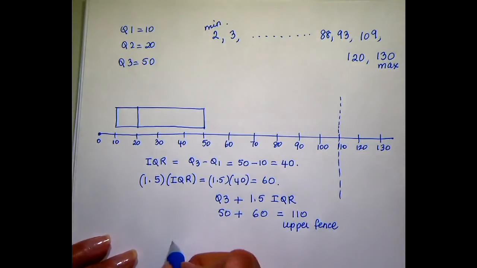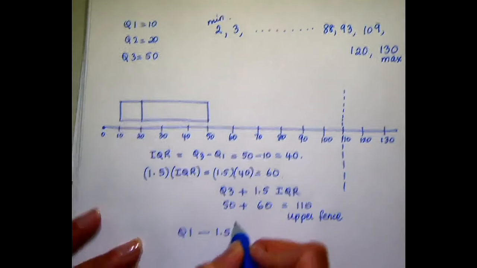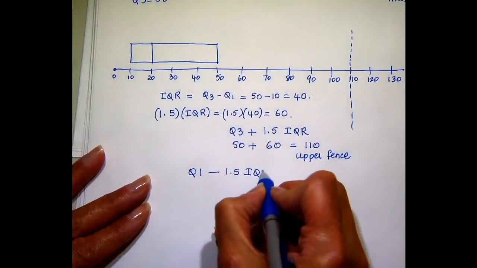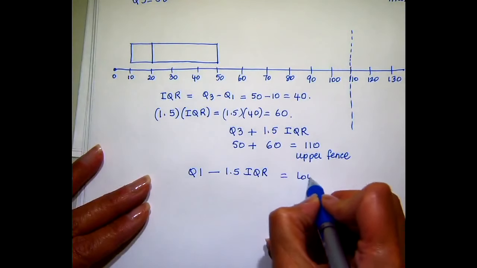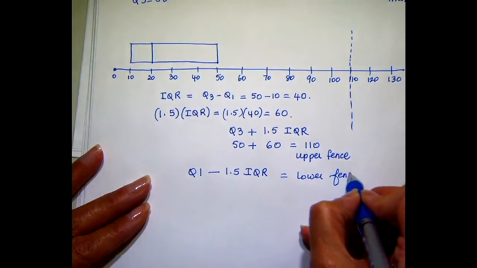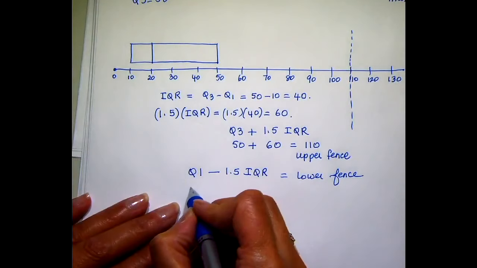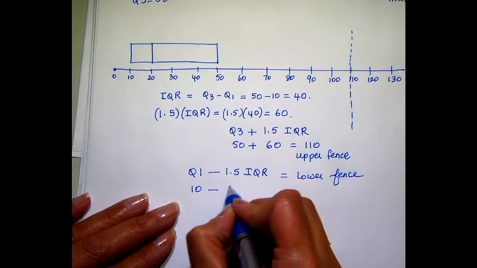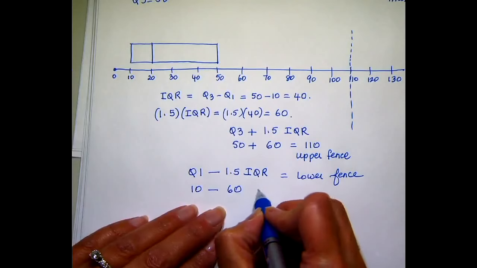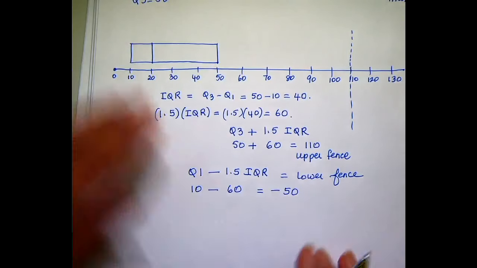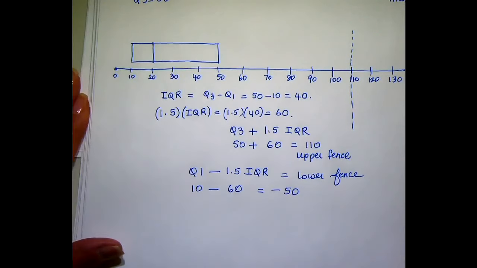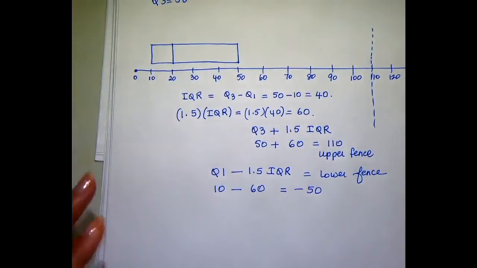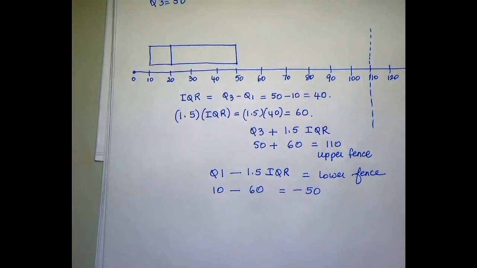And my lower fence is Q1 minus 1.5 IQR. That's the lower fence. So Q1 is 10 minus 60. So that's negative 50, somewhere out here on the left side. I don't have any data to the left of minus 50, so I don't care about my lower fence right now.